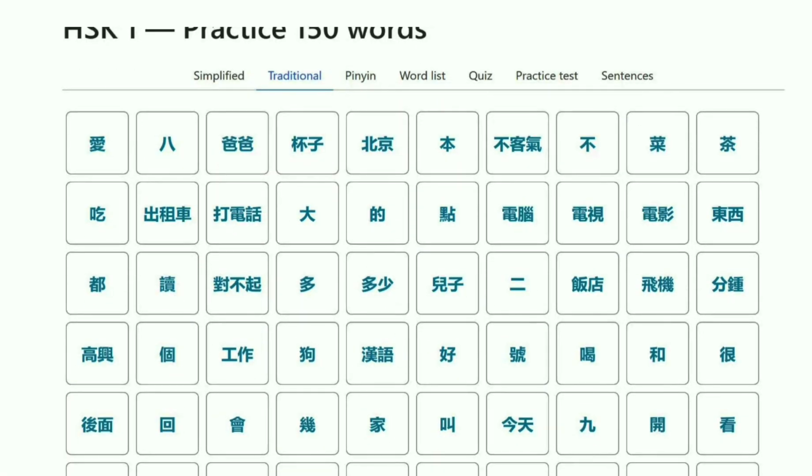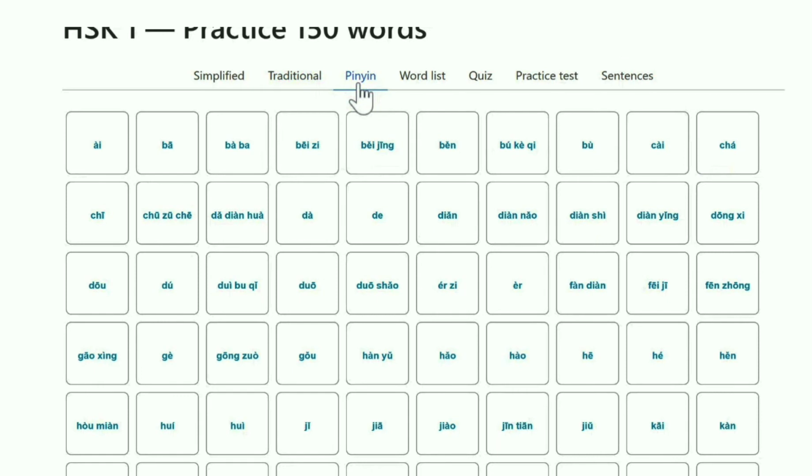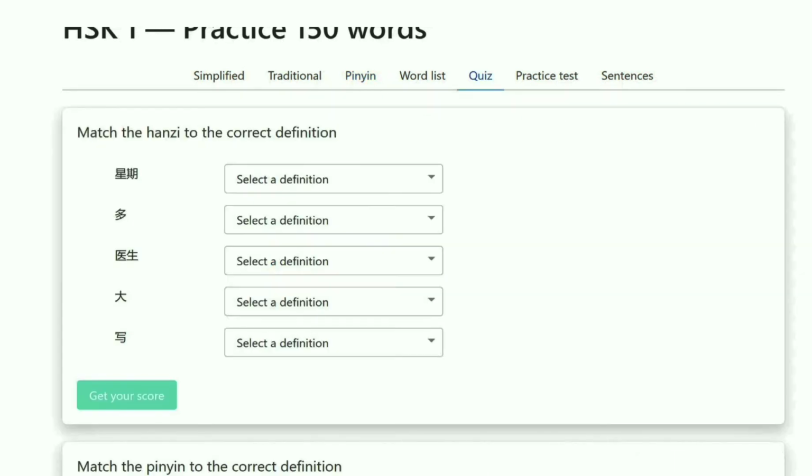This is the traditional Chinese page. Again, it's exactly the same. All right, the same idea, the same layout. Next one is Pinyin. You see this one? Ba, that's the Pinyin for the character number 8. Let's go to the quiz.